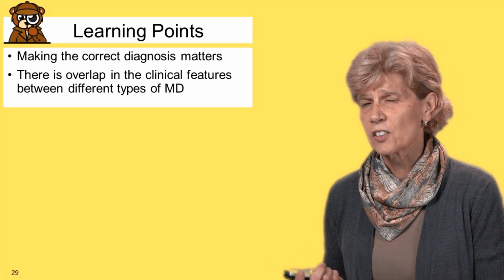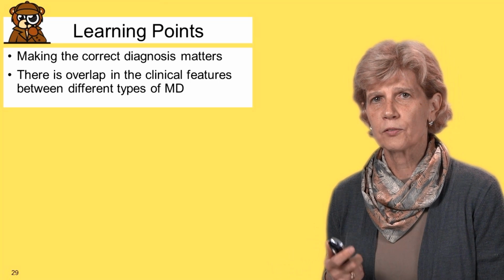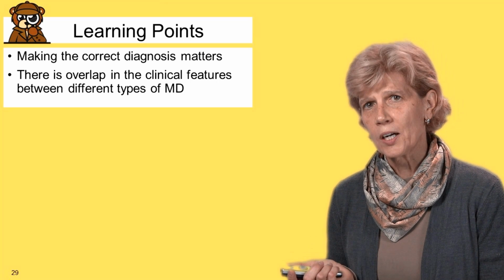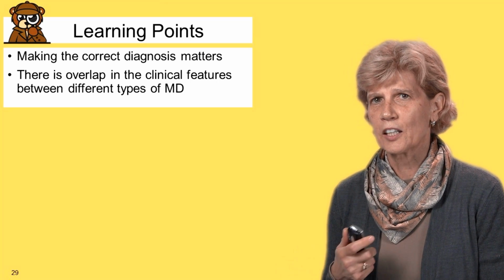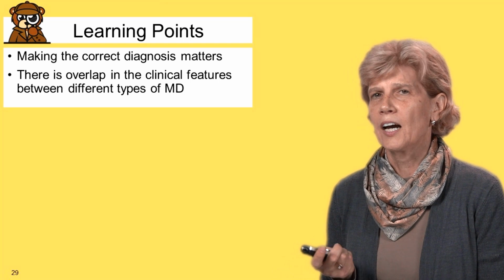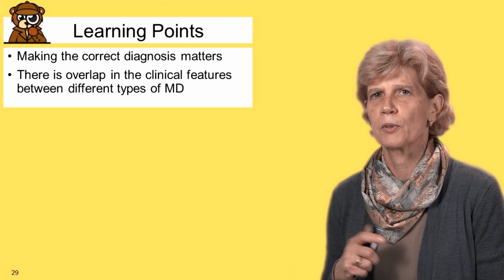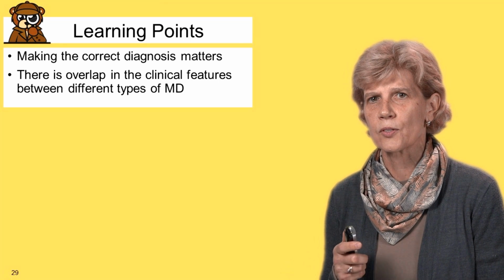And then the other thing to take home from this case is that there is a lot of overlap in the clinical features between different kinds of muscular dystrophies. When a young boy walks in the clinic and has calf hypertrophy and an elevated CK and proximal muscle weakness, I don't know for sure that he has Duchenne muscular dystrophy. It could be a form of limb-girdle muscular dystrophy, and I need to do the testing to make the diagnosis.